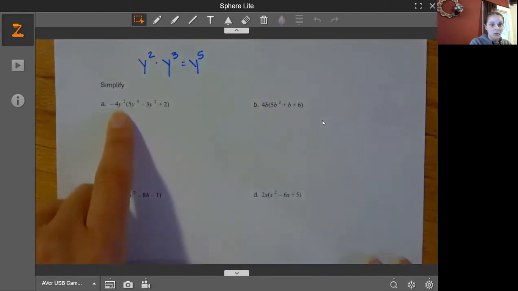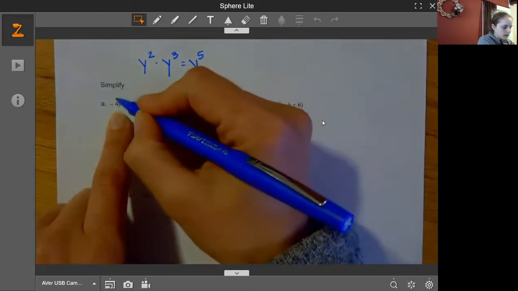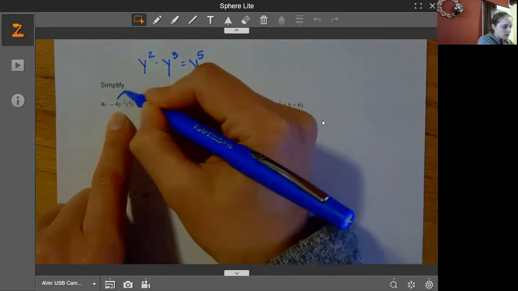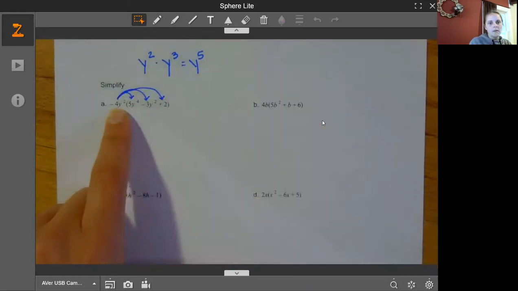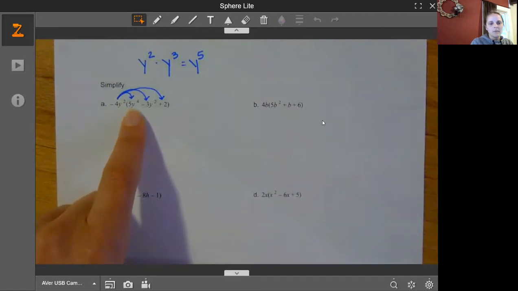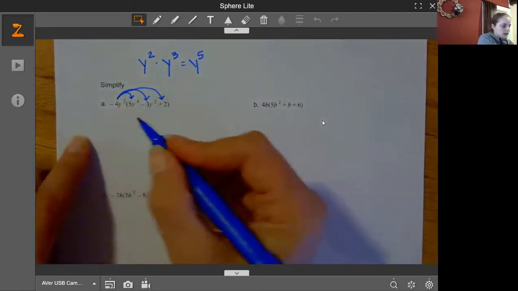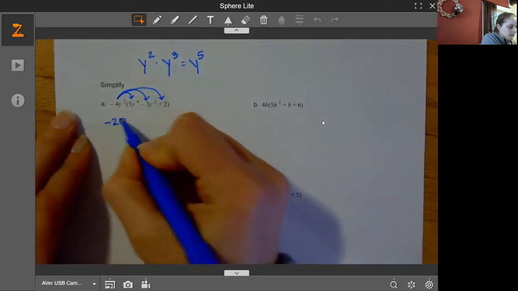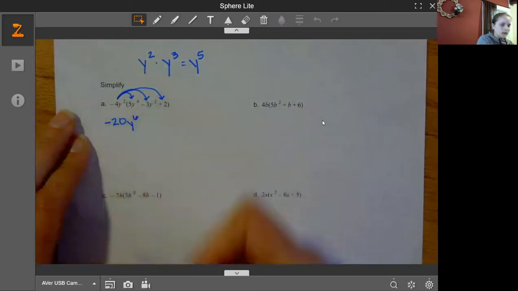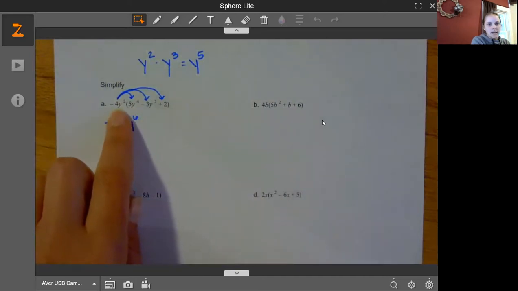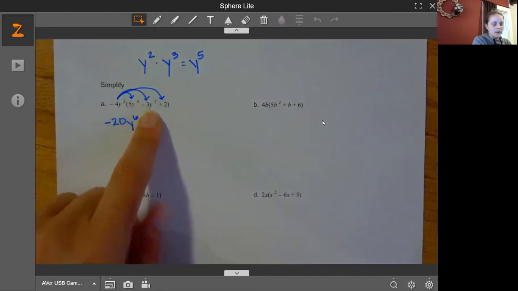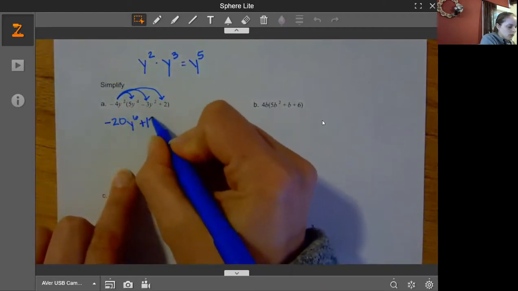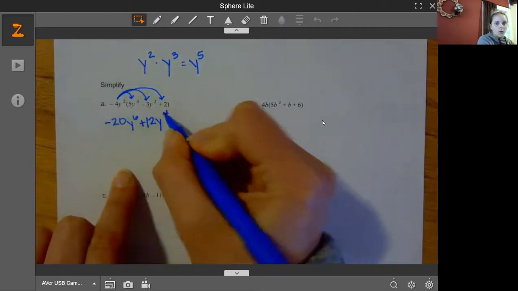All right, so if you look at this problem right here, you can tell that this looks like just a distributive problem. We're going to take this number out here. We're going to distribute all three of these numbers here. Negative 4y squared times 5y to the fourth is going to give me negative 20y to the sixth. We're going to do the same thing. Negative 4y squared times negative 3y squared is going to give me positive 12y to the fourth.